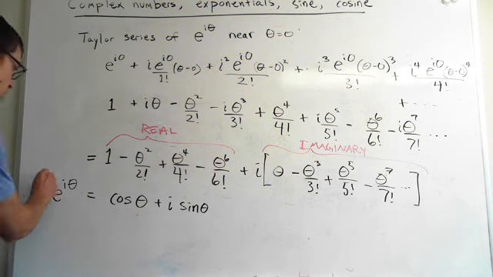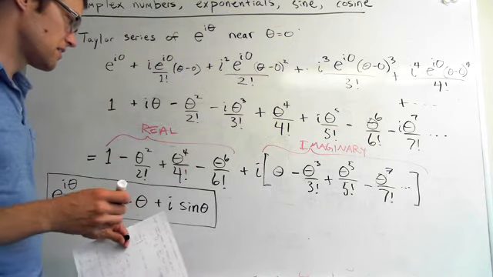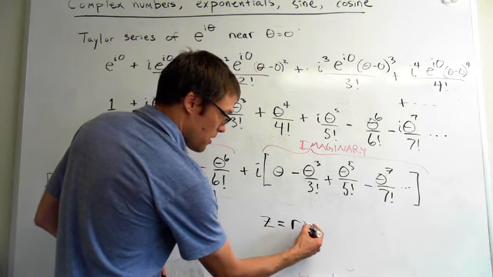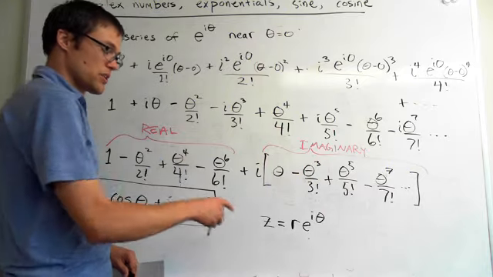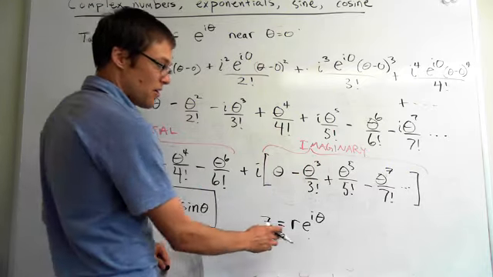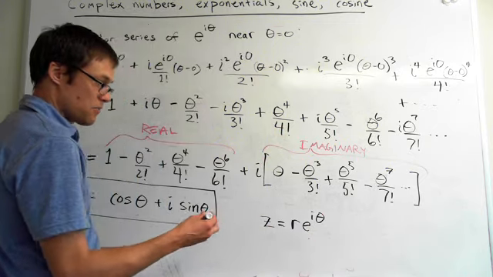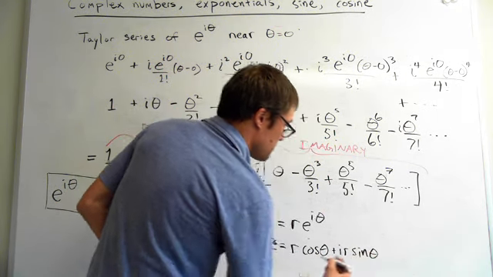And now, another point that I would make is that in the last board that I erased, I wrote down that one way to represent an arbitrary complex number is just r e to the I theta. This is an arbitrary complex number whose distance from the origin of the complex plane is r, and its angle from the real axis is theta. So if you think of it that way, then this arbitrary complex number can be written as r cos theta plus I r sine theta.